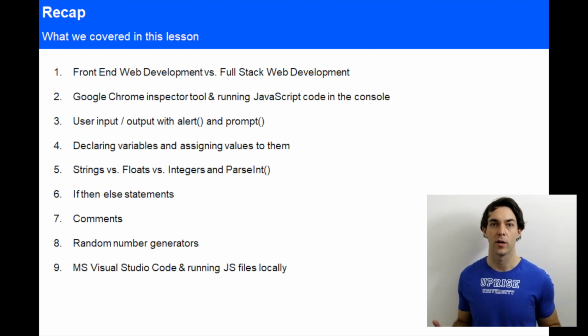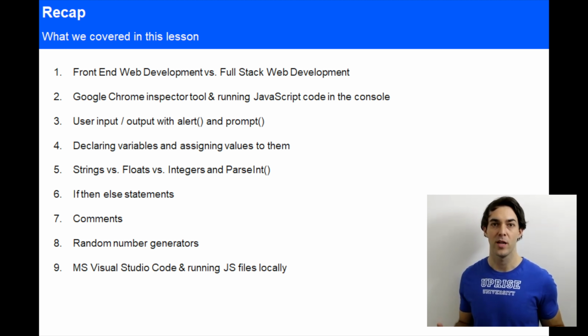We then learned how to use the Google Inspector tool, as well as the console within that tool, and run JavaScript programs through that console. We learned about the alert and the prompt functions to talk to or communicate with the user and get input from that user. We learned how to declare variables, store information in those variables, and then retrieve the information that we stored in those variables later on to use in our program.